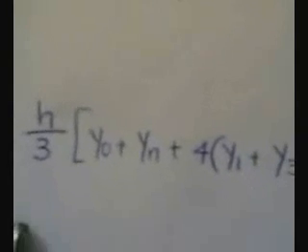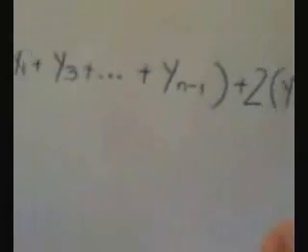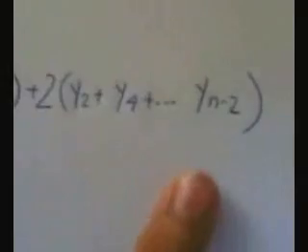Then we'll take out the common factor, which will reduce to h over 3 bracket y0 plus yn plus 4 times (y1 plus y3 plus y(n minus 1)) plus 2 times (y2 plus y4 plus y(n minus 2)). This formula can be found in the formula book, page 21. See, this is the Simpson's rule formula, where n is an even positive integer.